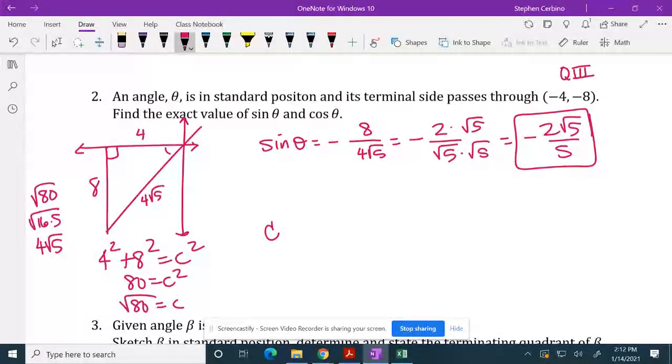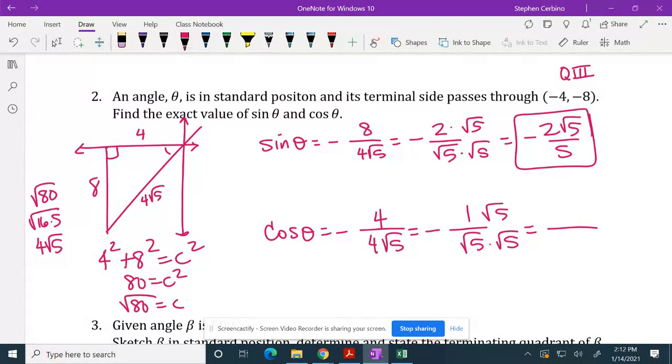The cosine value is also negative in quadrant 3. The cosine value is the adjacent side over the hypotenuse. Those 4s are going to reduce to a 1. And the square root of 5s are going to come out here on top and bottom. So we have negative square root of 5 over 5. There is your answer for number 2.